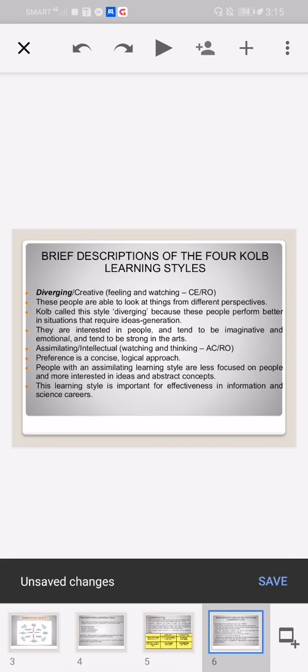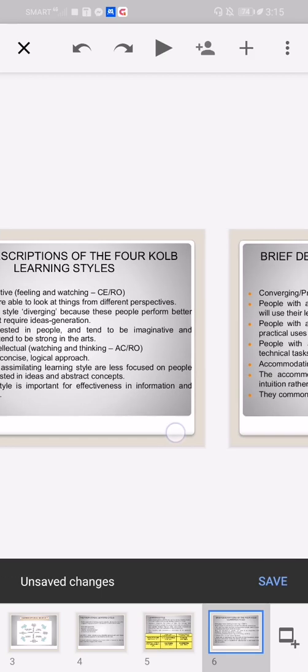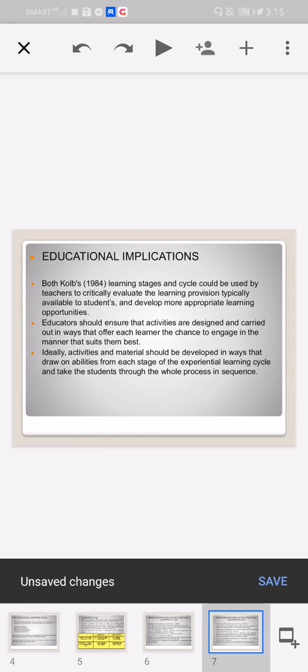So, those were the brief descriptions of the four Kolb learning styles. This one. So, educational implications. Both Kolb's learning stages and cycle could be used by teachers to critically evaluate the learning provision typically available to students and develop more appropriate learning opportunities.